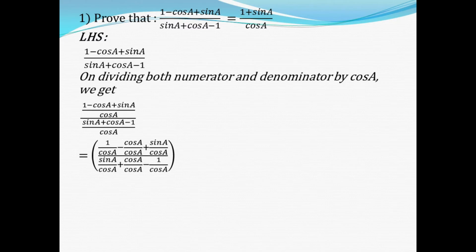Now after converting this, what do we get? 1 by cos A is secant A. Cos A by cos A is 1. Sin A by cos A is tan A. Apply that here so that we will get (secant A minus 1 plus tan A) divided by (tan A plus 1 minus secant A). Here 1 by cos A is substituted with secant A, and sin A by cos A is substituted with tan A.